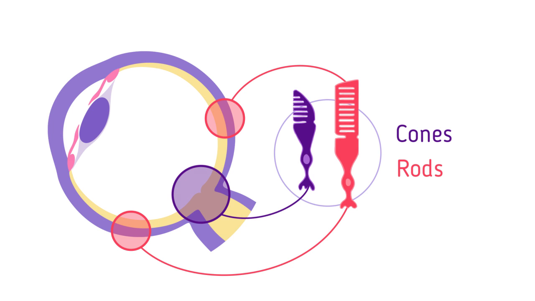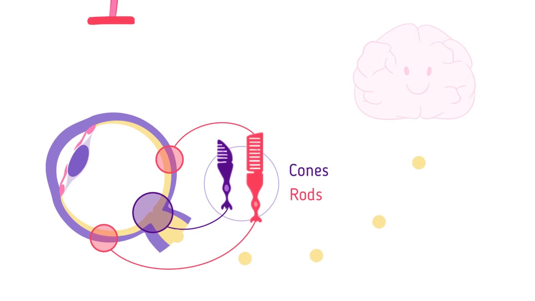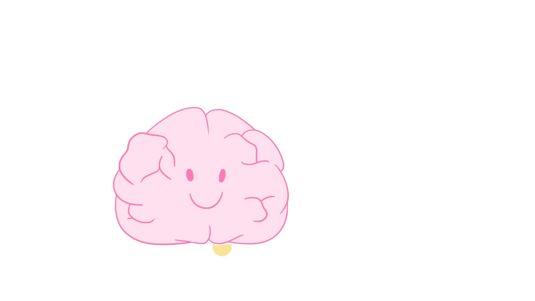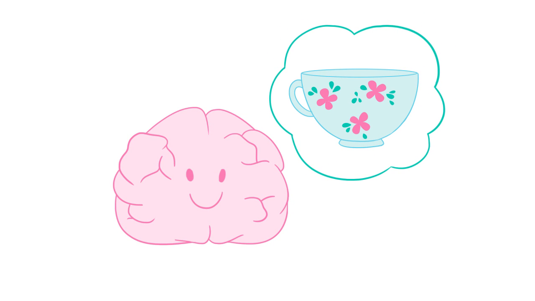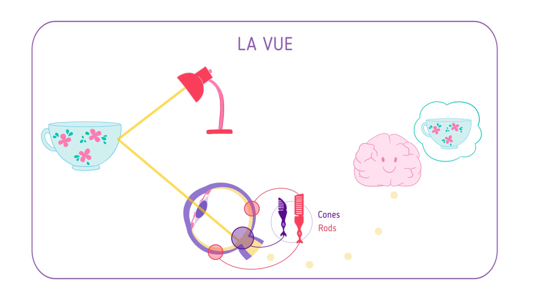The retina collects information and transmits it to the brain as electrical impulses via the optic nerve. The brain then deciphers this information to construct an image of the object. The eyes and their components play a crucial role, but it's thanks to the brain that we're able to see.